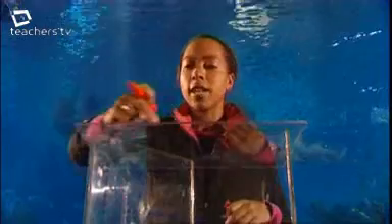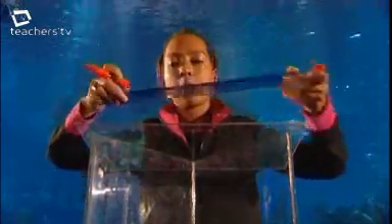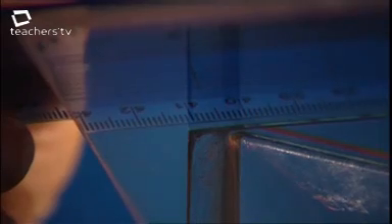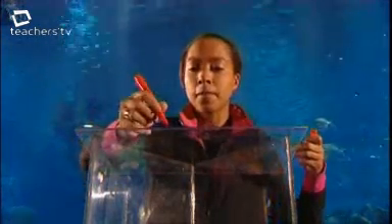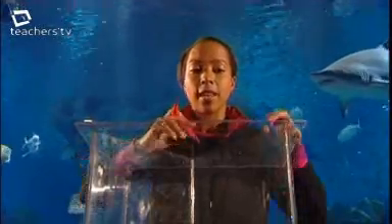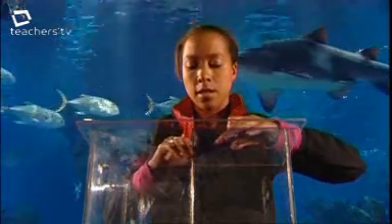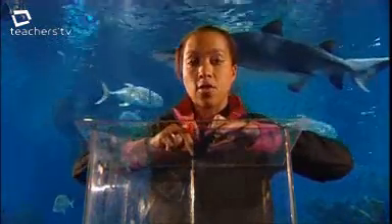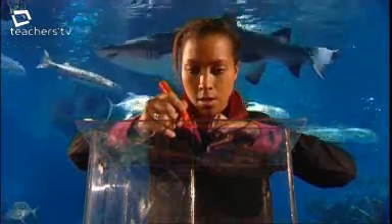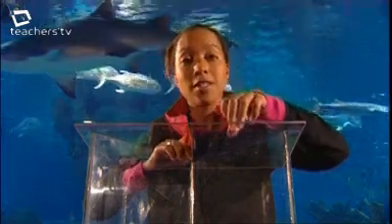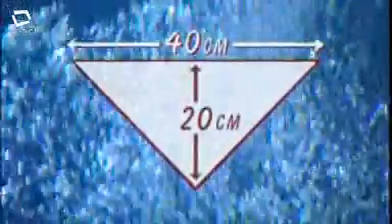I'm going to use this side here as the base of my triangle. So if I measure it, it's 40 centimetres. And the height is this perpendicular distance here. So if I measure it with a set square, that's going from the base to the opposite corner. Centimetres. These are the dimensions of my triangular cross-section.